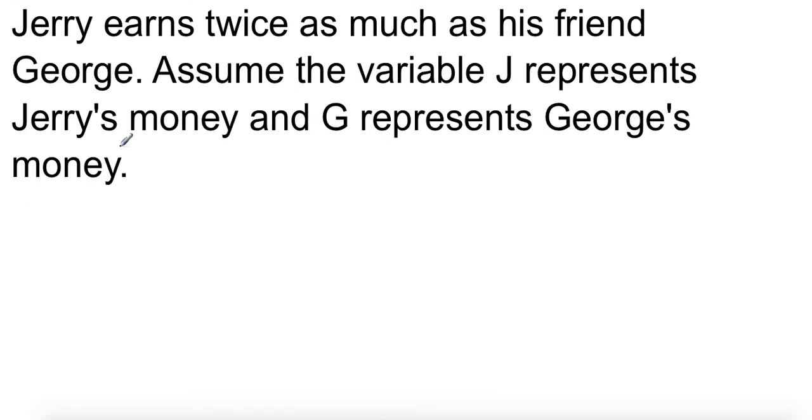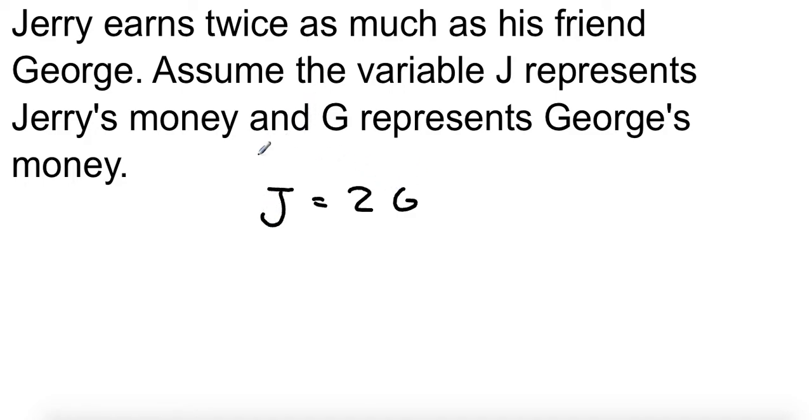Now, in our next example, we have that Jerry earns twice as much as his friend George. Assume the variable J replaces Jerry's money and G represents George's money. So what I'm really looking for is, can you create an equation based off of a story or based off of some clues that we give you? So right here, I know that Jerry earns twice as much as his friend George. So I'm going to create an equation that says that J is equal to 2 times G. So whatever George makes, Jerry has to earn twice as much as that.